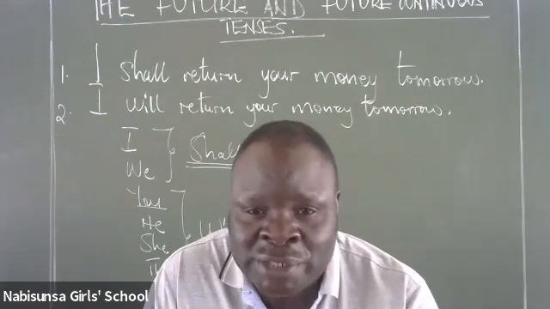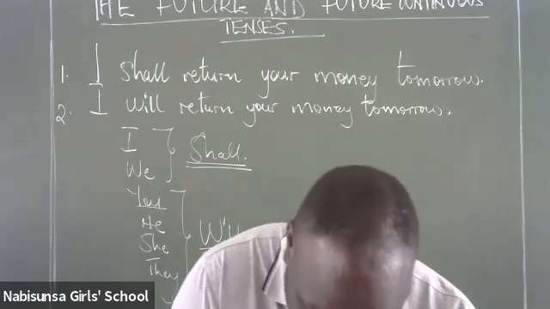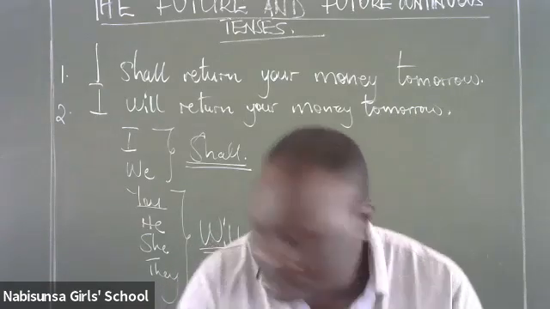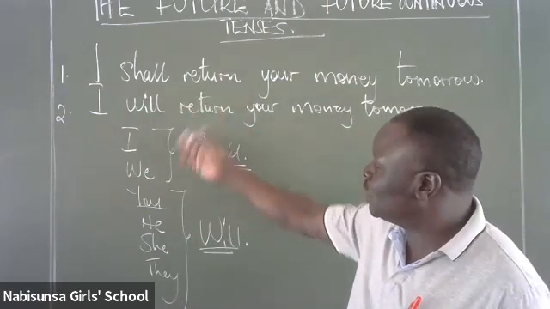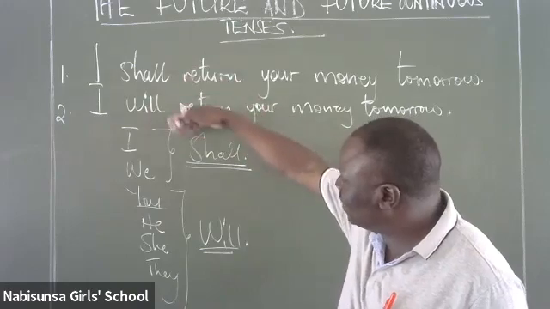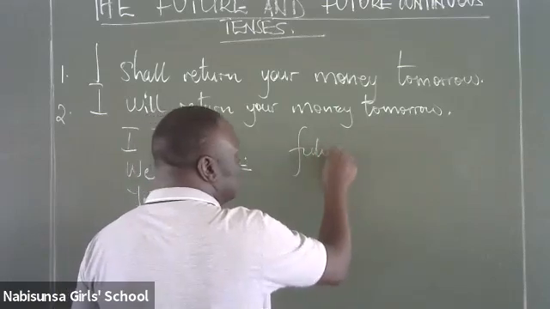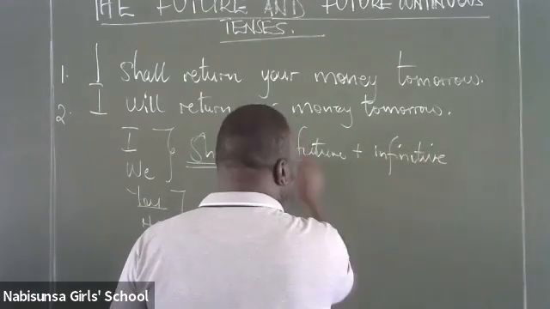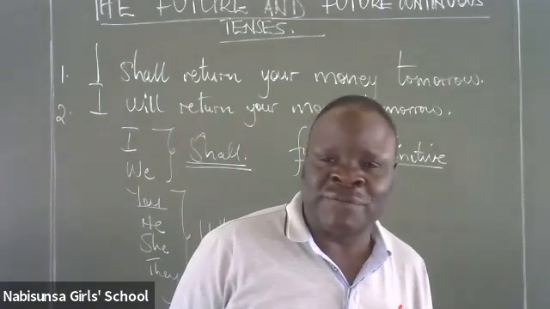It is only those of us who are very rigid grammarians, from the word grammar, people who study grammar, who will not notice the difference. But we are now saying that we can still replace these with the infinitive. We have what we call future plus infinitive. I don't know whether you covered infinitive in your primary section. What do we refer to as infinitive?